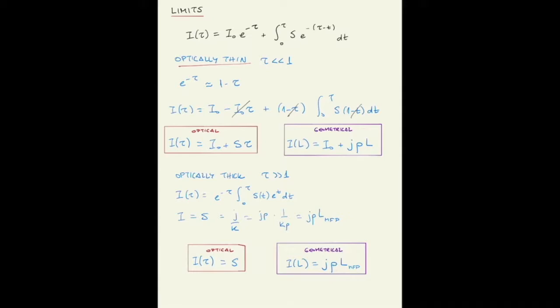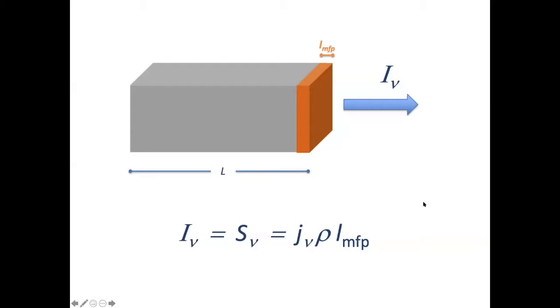Now this geometrical one is very enlightening. It shows that the contribution to the optically thick emission comes only from the last mean free path. And that makes sense. When you have optically thick medium, any photon produced anywhere else is going to be absorbed. And it's only the photons that are produced in the last mean free path that have a chance of escaping. So this is the intensity that you're going to see, only coming from this last mean free path.